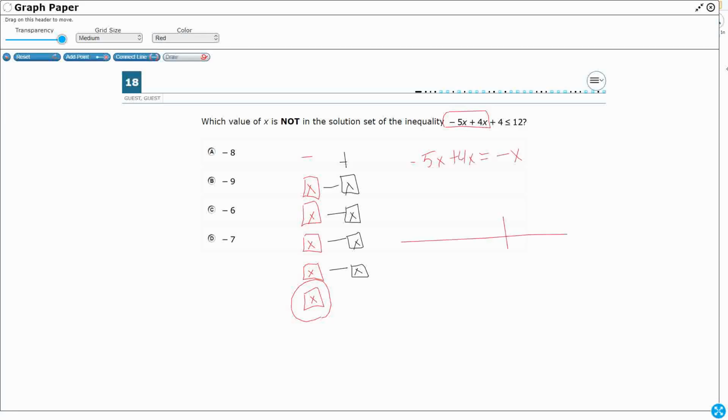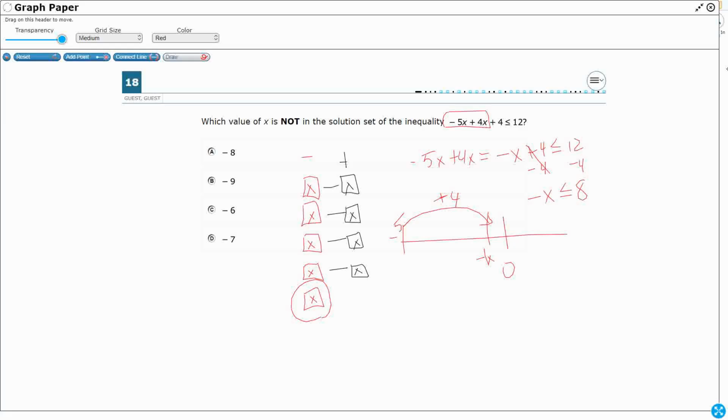Think of it on a number line, right? You've got negative 5 right over here, and I'm going over to a jump of 4. That's a plus 4. That still leaves me with a negative 1x, or just a negative x. So negative x plus this 4 is less than or equal to 12, right? So we're going to subtract 4 from both sides. So we want to isolate that x. Negative x is less than or equal to 8, but we don't want a negative x, right? So we want a positive x.